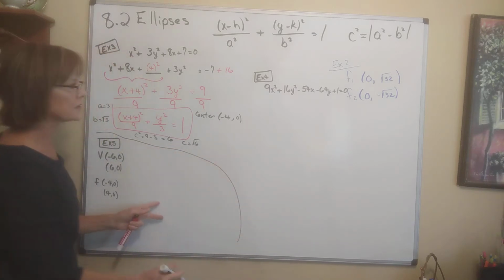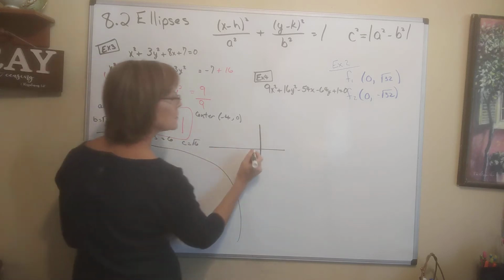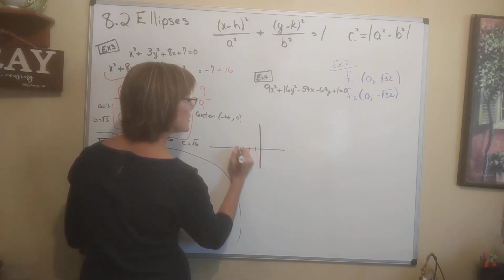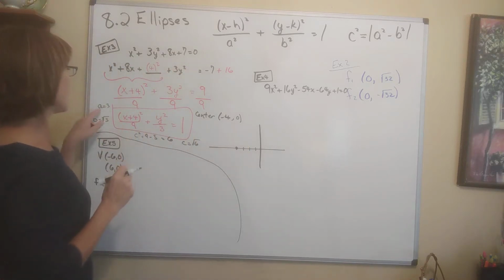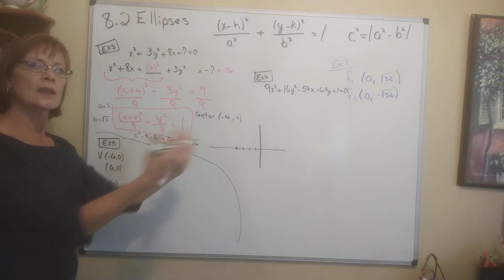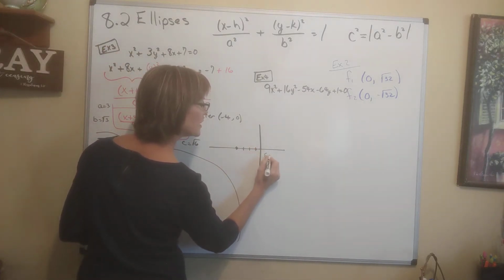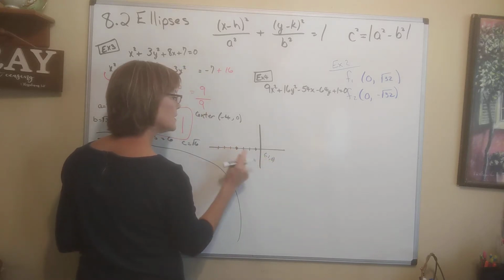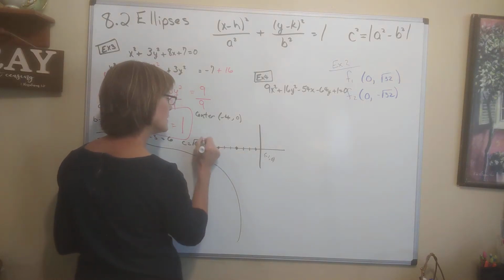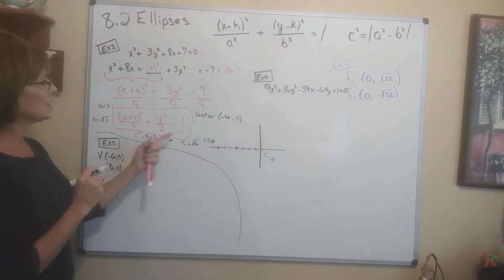I want to leave a little room for example 5. So right here, the center is negative 4, 0, so we're going to go over here. Negative 1, 2, 3, negative 4 is the center. Okay. Then A is 3, so we're going to go right 3 and left 3. 1, 2, 3. This is the point negative 1, 0. 1, 2, 3. This is negative 2, negative 3, negative 4, negative 5, negative 6, negative 7, 0.